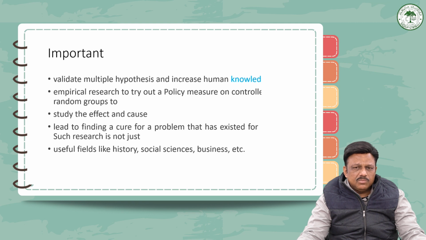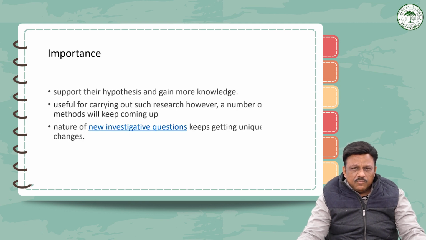Now, such research is very important as sometimes it can lead to finding a solution to a problem that has existed for many years. Such research is not just useful in science, but in many other fields like history, social sciences, business, political science. And further, with the advancement in today's world, empirical research has become critical as well as a norm in many fields so as to support their hypothesis and gain more knowledge. The methods mentioned above are very useful in carrying out such research. However, a number of new methods will keep coming up as the nature of new investigative questions keeps changing.